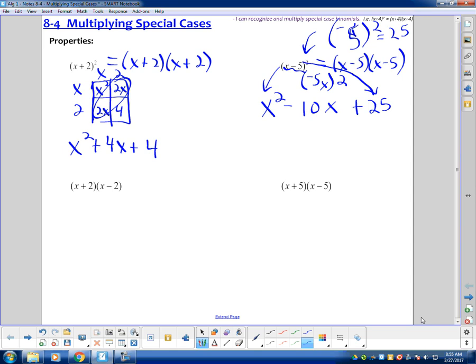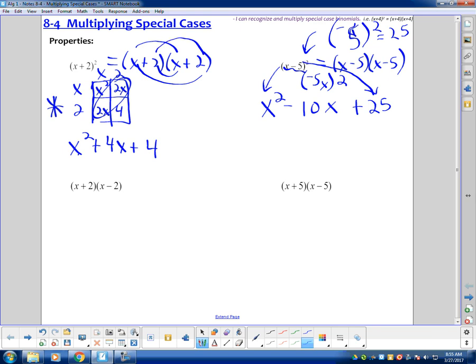Now, if you forget that, it's fine to just do it like we did before, right over here. Think of it as x plus 2 squared is the same as x plus 2 times x plus 2. Go ahead and draw out your boxes, or use FOIL. Remember, F would be x squared. O is the outer, that's 2x. The inner is also 2x. That adds up to equal 4x. And then the last terms, 2 times 2 are 4.